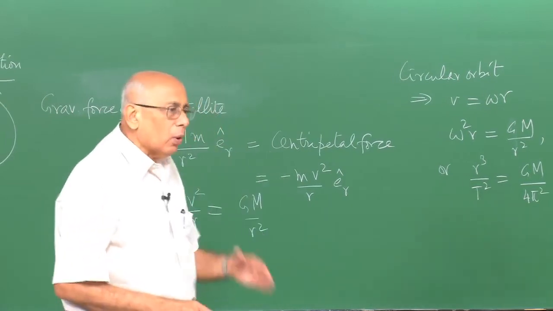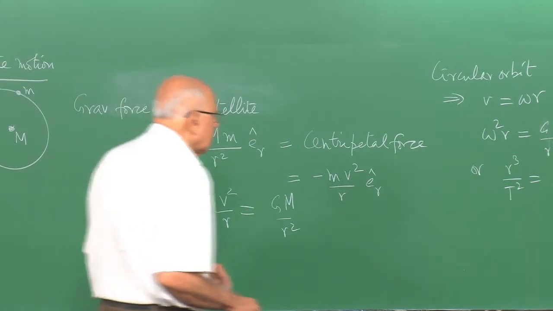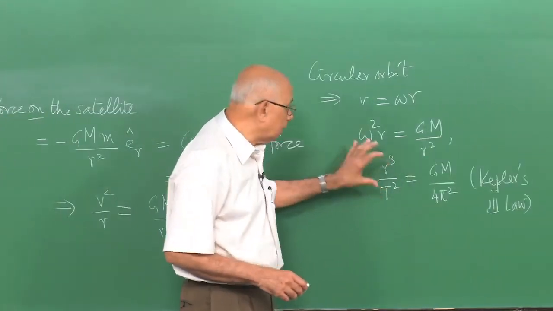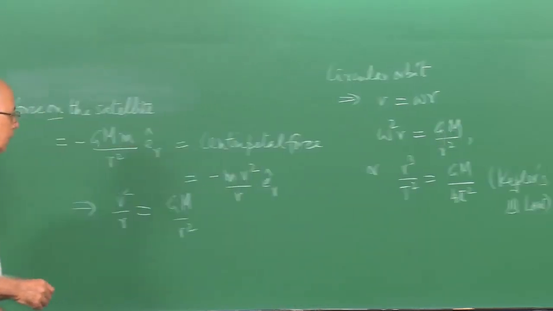which is equivalent to saying that all possible orbits of all possible radii are possible, such that the radius and the time period are related by this common ratio. This ratio is invariant; it's a constant for a given attracting body.